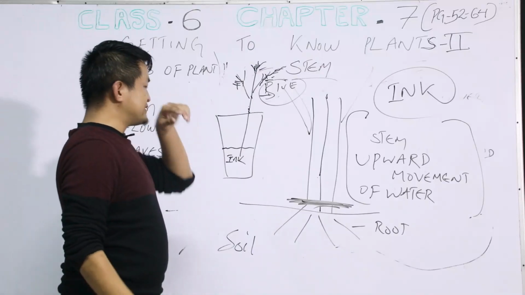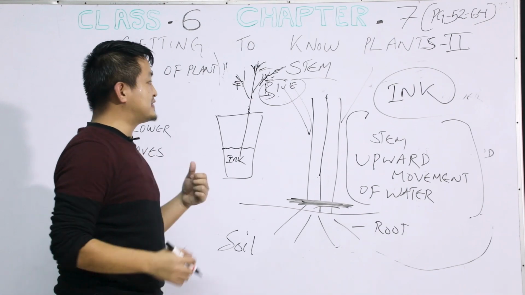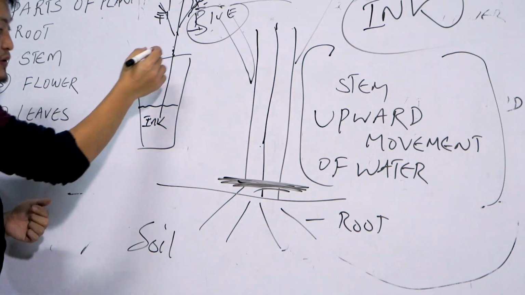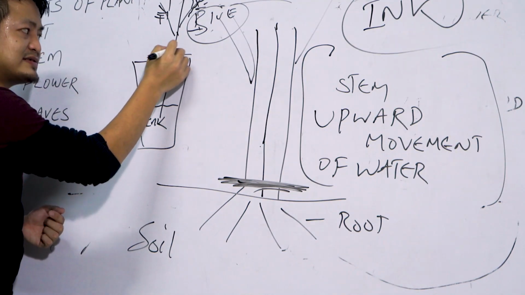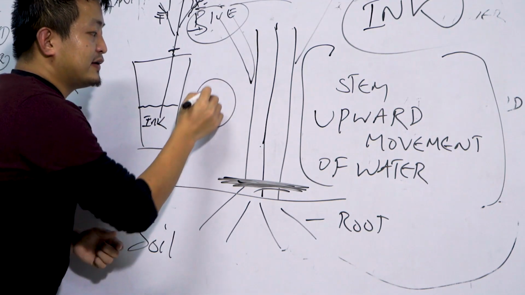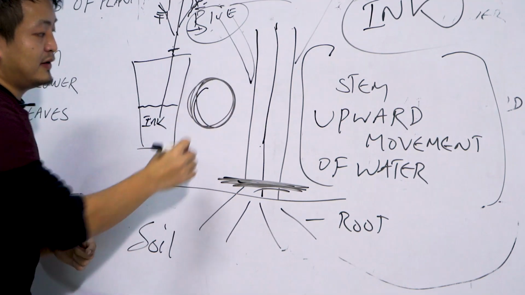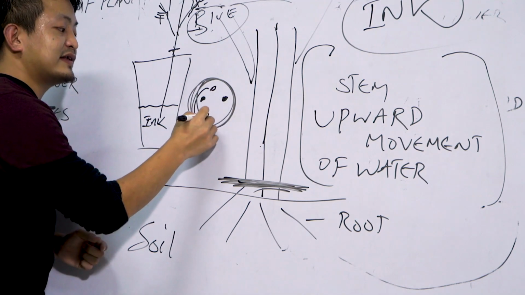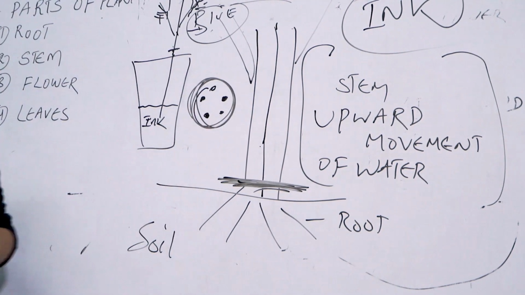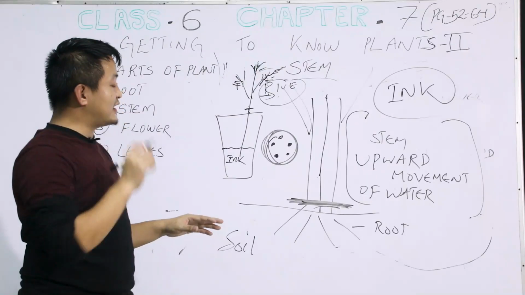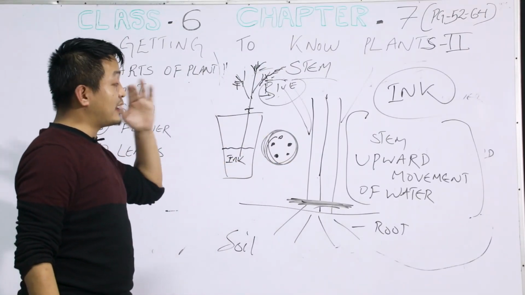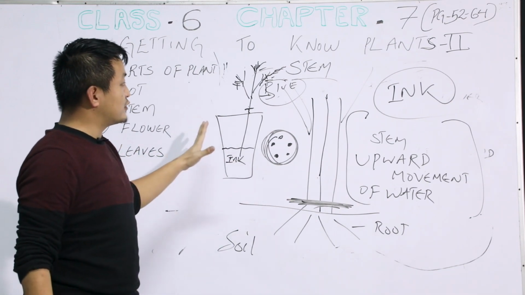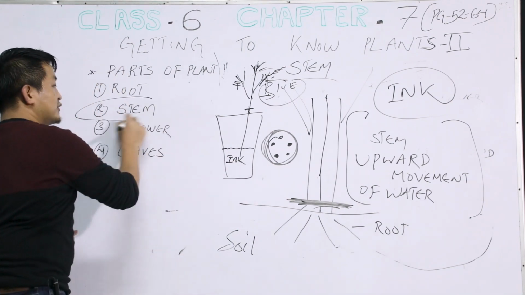And now, if you take a blade, you can tell any of the elders to do it, because you have to be careful. If you take the blade and cut the stem, and observe, you will see blue color even inside the vein. So this proves that the stem helps in the upward movement of water. I'm sure you are clear with the second one.